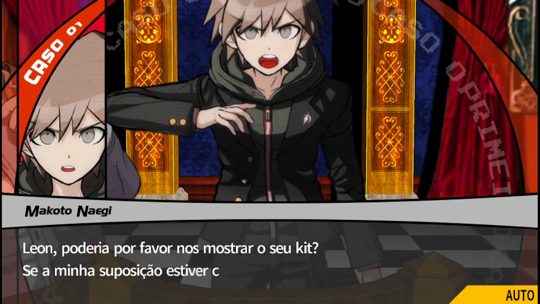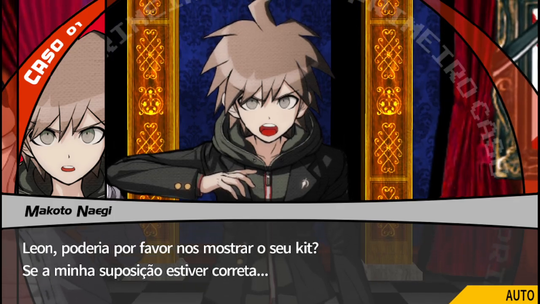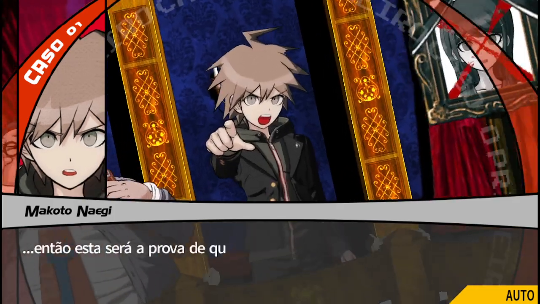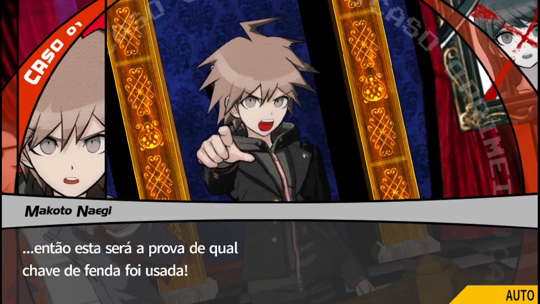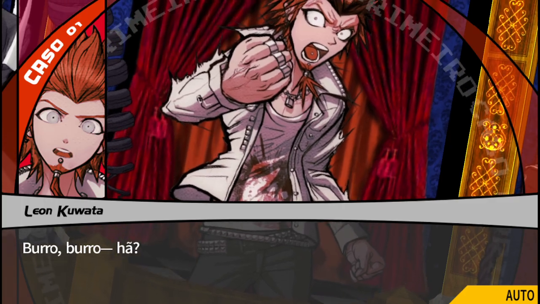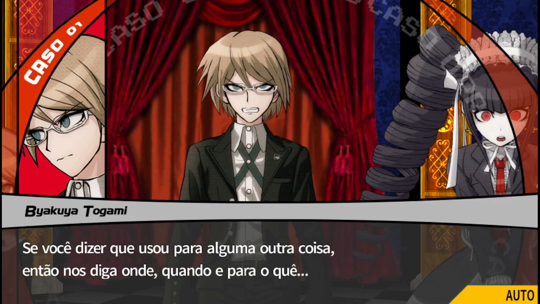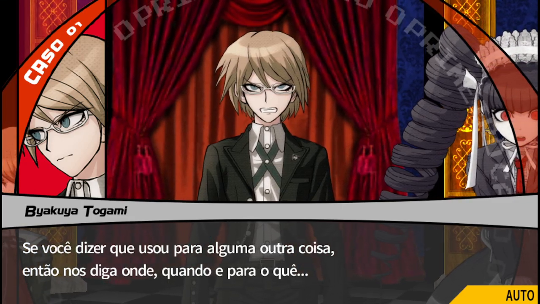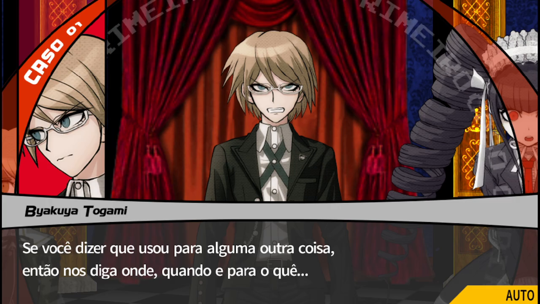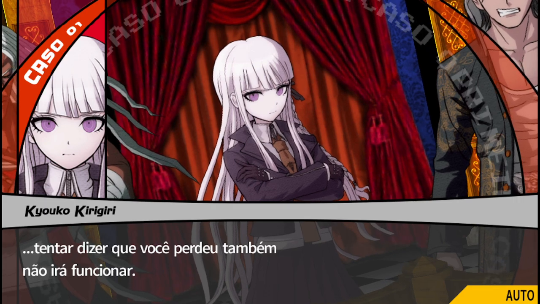Leon, would you mind showing us your toolkit? If I'm right about this, then the screwdriver will show some evidence of being used. And if you say you used it for something else, you'll have to explain exactly when, where, and why. And let me say this right now. I lost it isn't an excuse at this point.